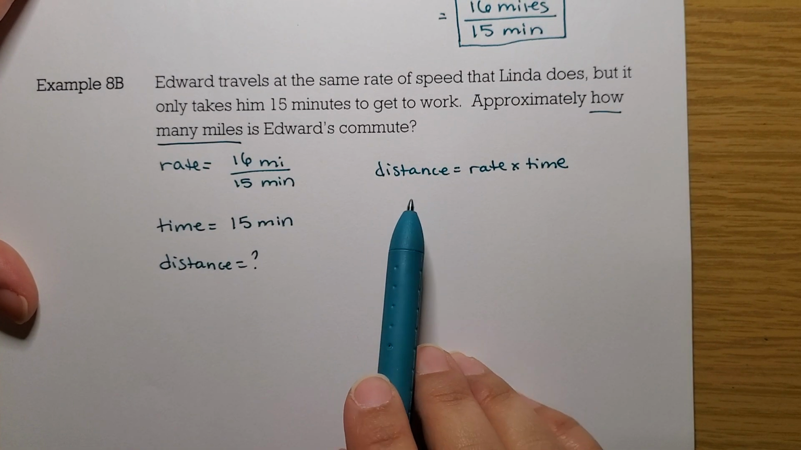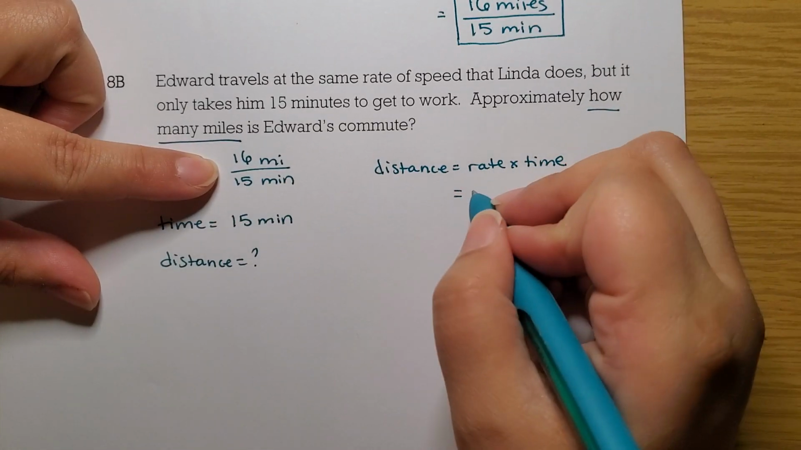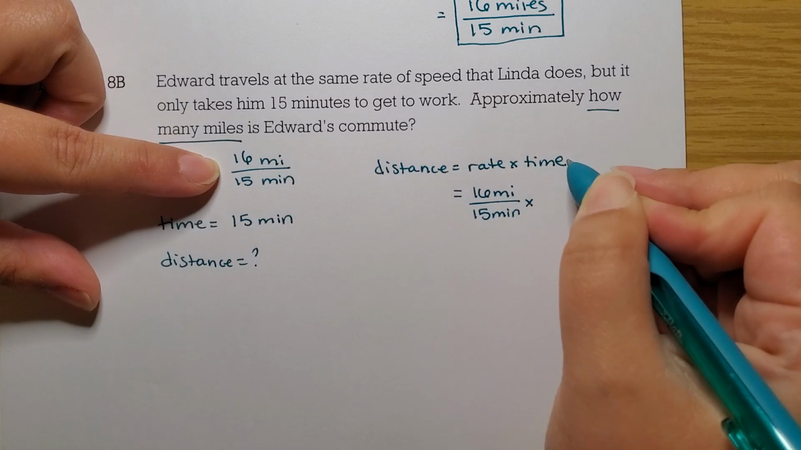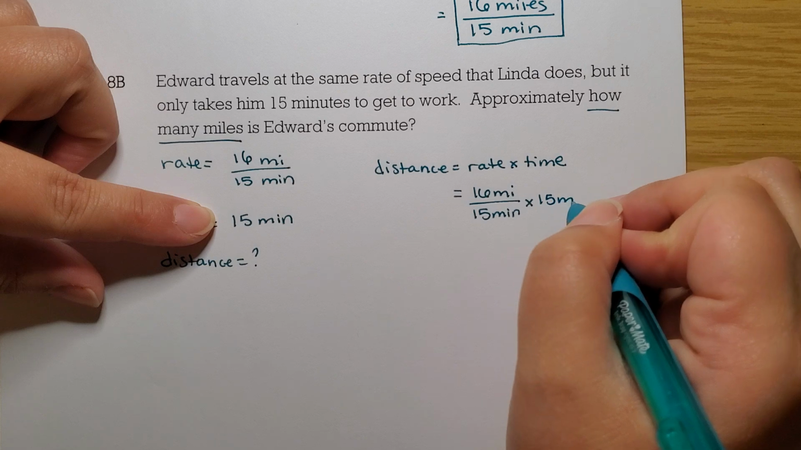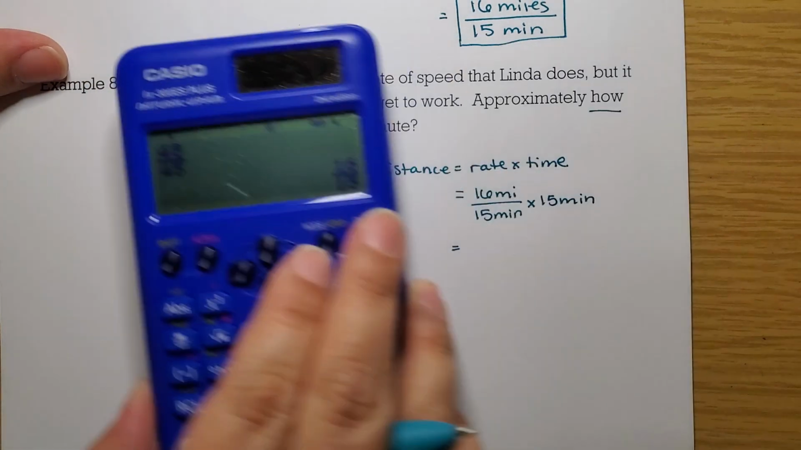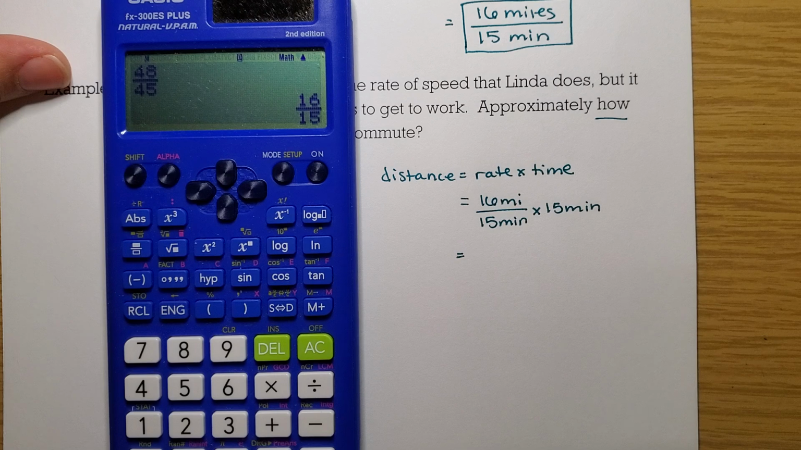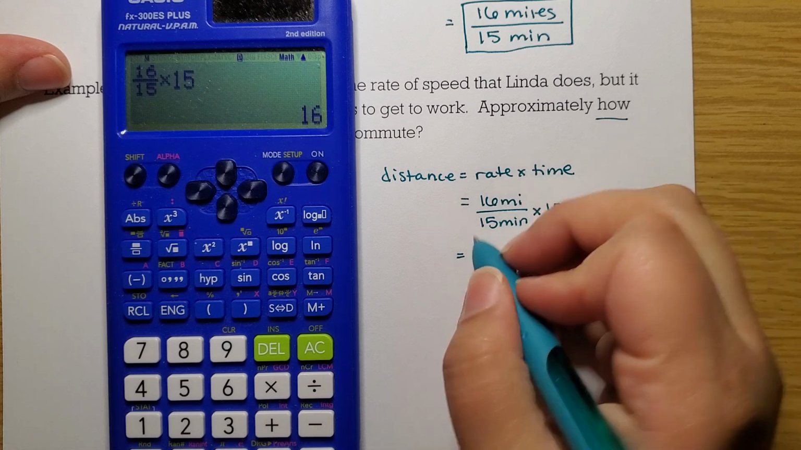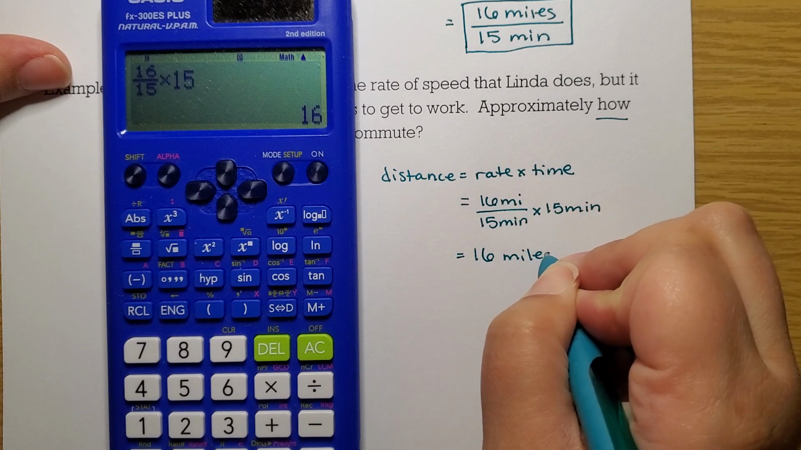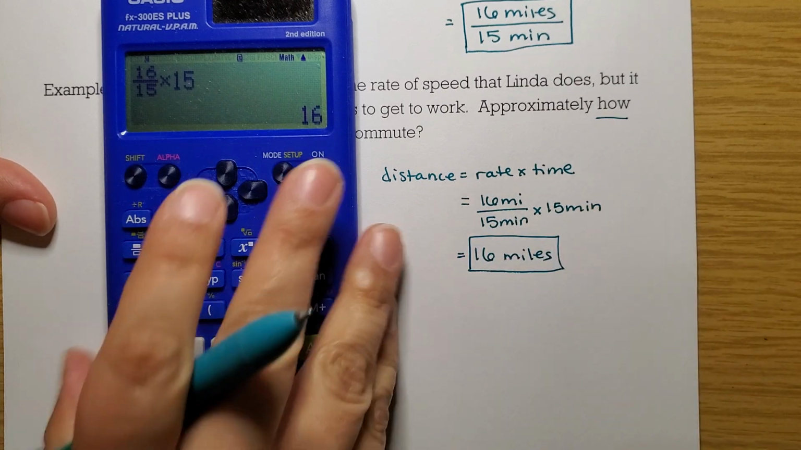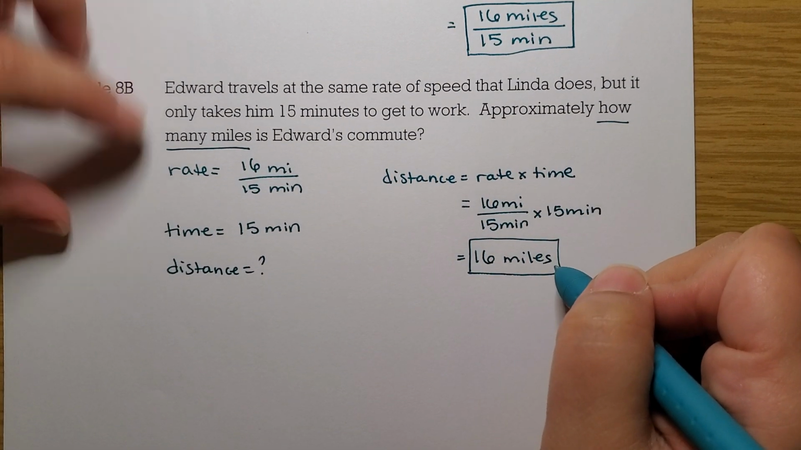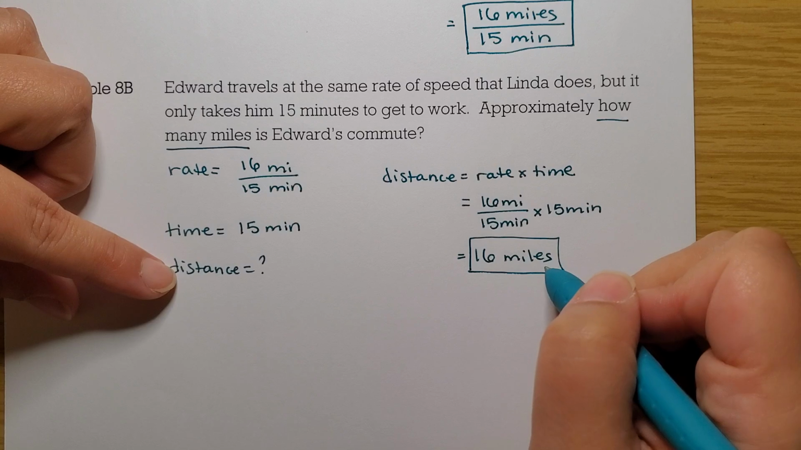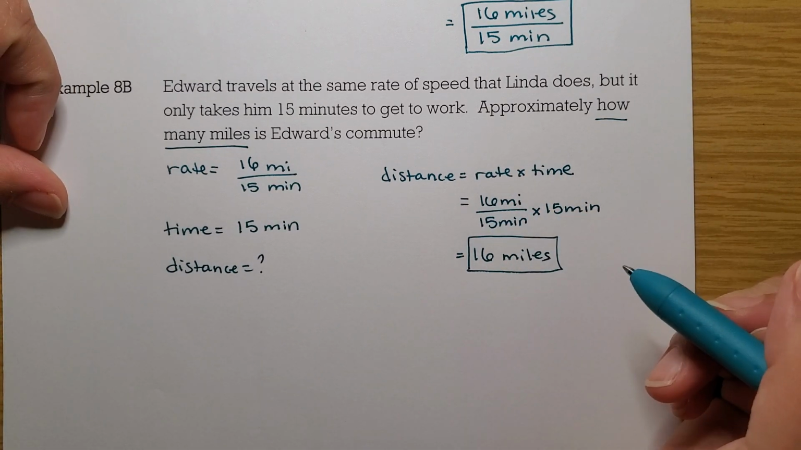Okay, so our rate was 16 miles per 15 minutes. And the time was 15 minutes. And then we can multiply those. So 16 fifteenths times 15 is going to be 16 miles. Now, I know that it's going to be miles because I'm looking for a distance, and it asked me how many miles. I also know it's miles because that was my unit of distance in the rate that we used.